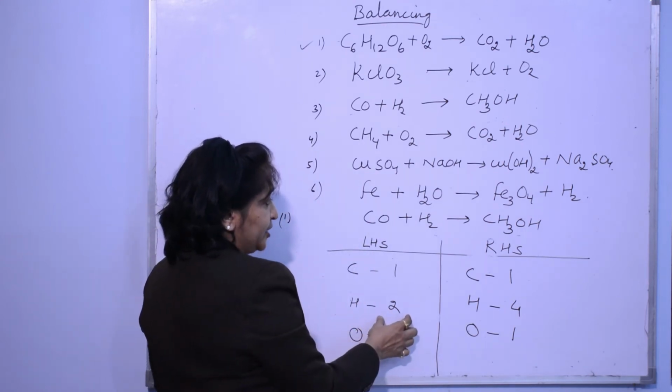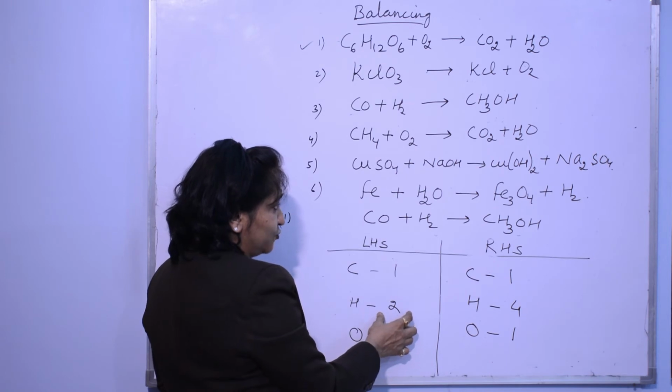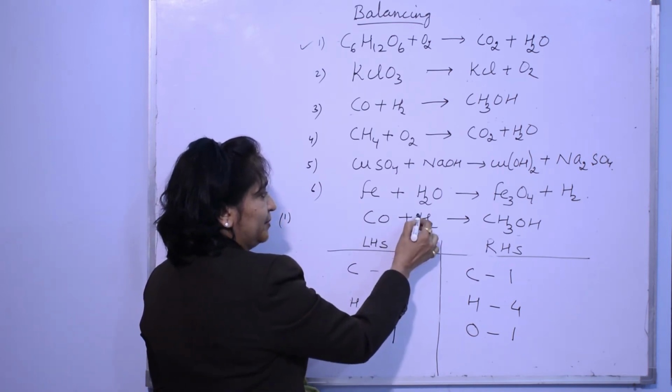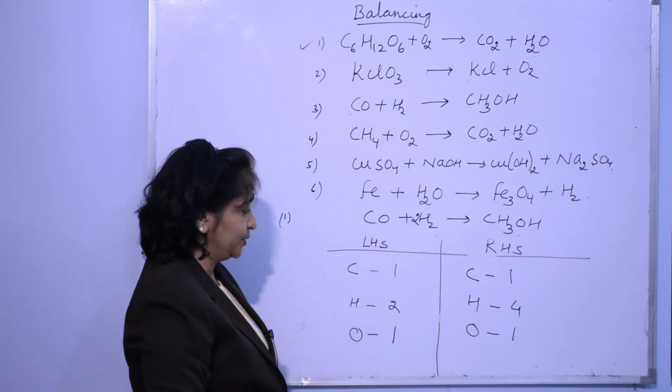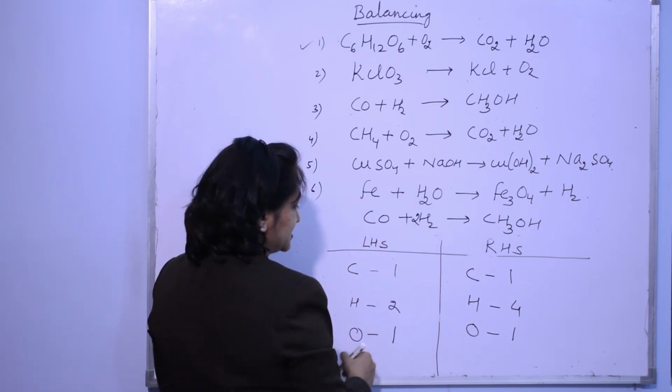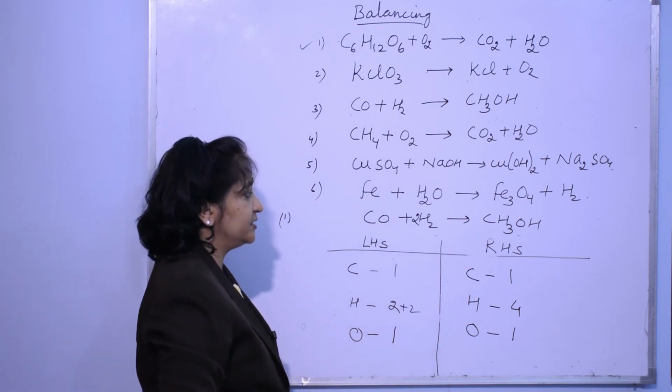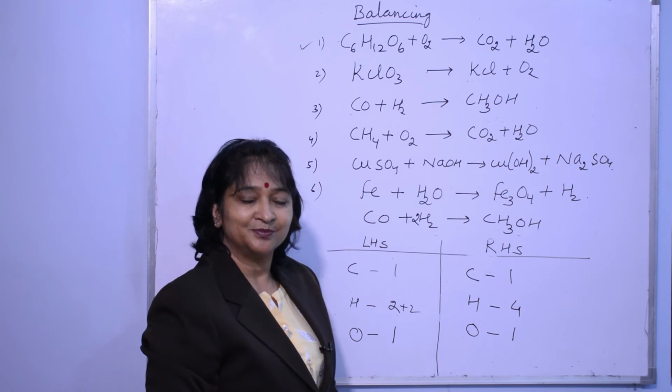Now hydrogen is to be made 4 over here. Rest is all the same, so 4 you can make easily. 2H2. Rest all the things are balanced. So 2 plus 2, this makes it as 4. Rest all the things are already balanced.